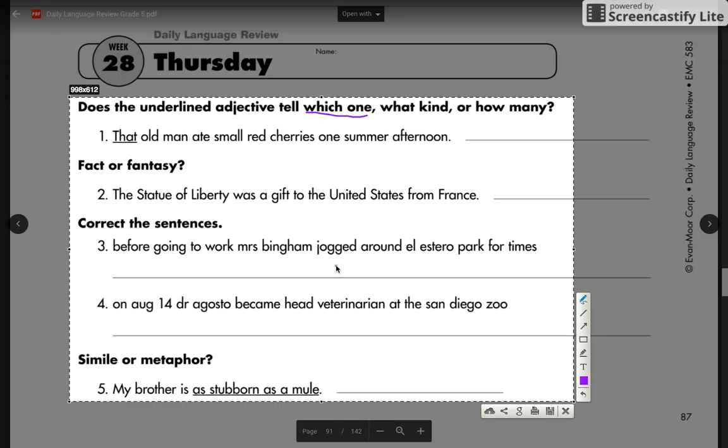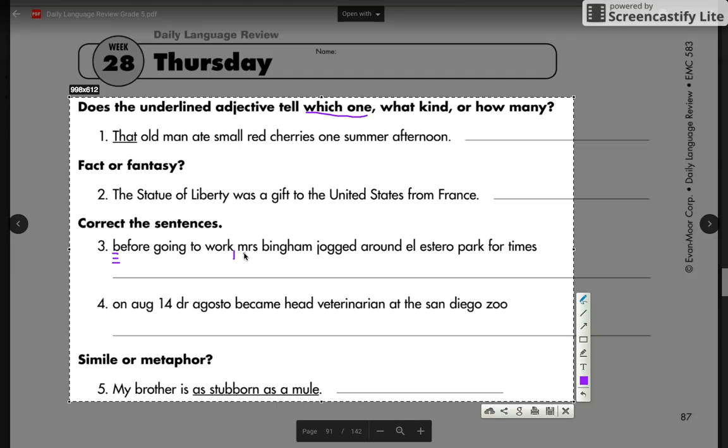Correct the sentences. Before going to work, Mrs. Bingham jogged around El Estero Park 4 times. All right, first of all, let's do the obvious. Let's capitalize before. We've got a phrase there at the beginning of the sentence. Before going to work, there's a natural pause after that. We've got to have a comma after it. Before going to work, Mrs. Bingham jogged around El Estero Park 4 times.